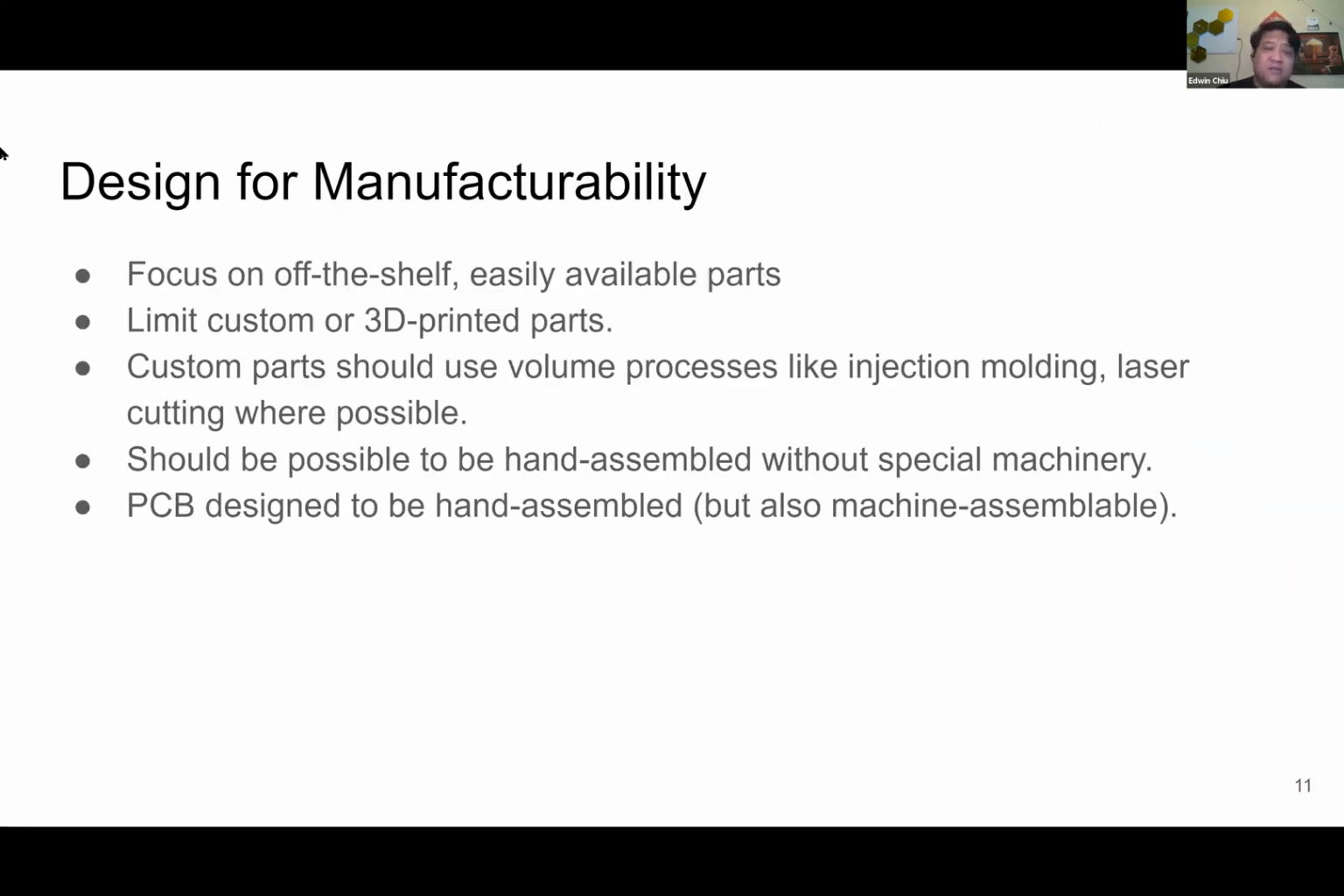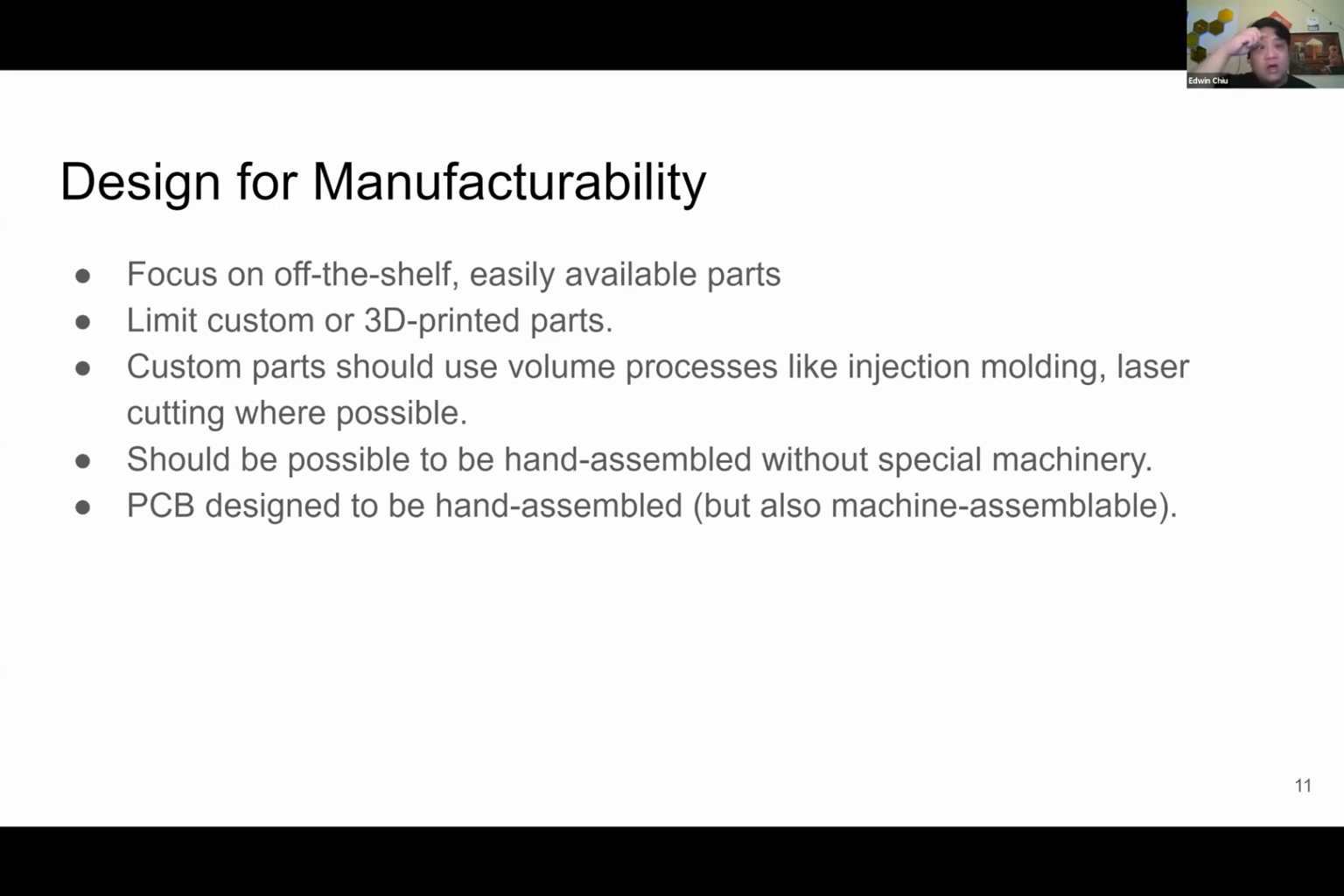A few words here on design for manufacturability. Manufacturing definitely deserves its own discussion, but just a few words about our intentions here. We want to focus on off-the-shelf parts, things that are easily available and have solid supply chains. So anything that's very custom, or sort of unique scientific lab-grade components, we want to avoid. We want to limit custom or 3D printed parts. And if possible, whenever we do have parts that need to be custom made, we want them to be able to be built by volume processes such as injection molding or laser cutting.